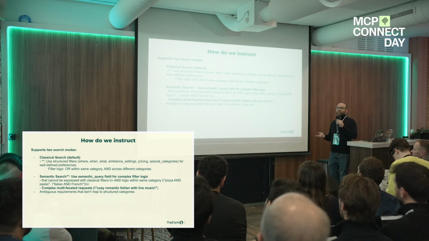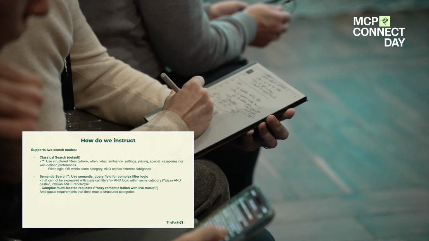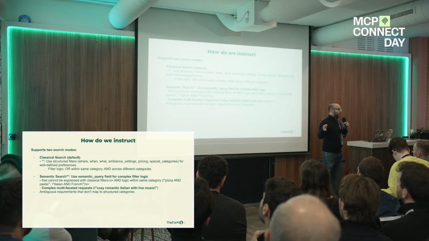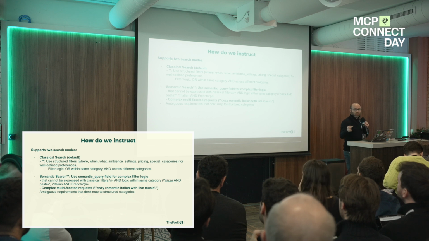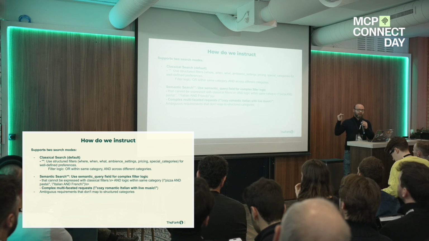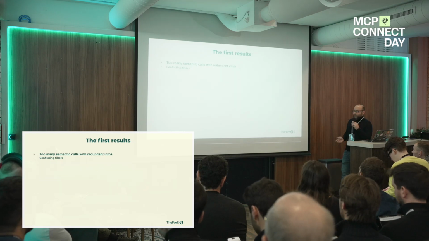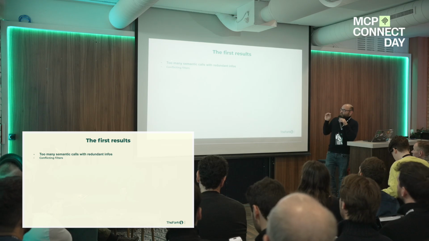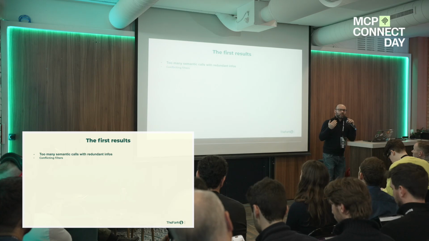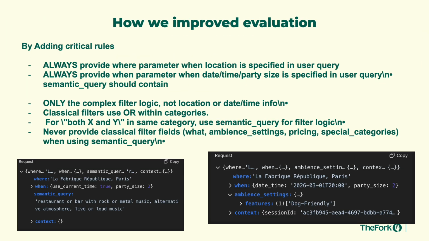At The Fork, the semantic approach is very cool because we have a big RAG stack done on all the reviews and all the pictures. We use a picture-to-text system, so we have a complete description of the picture, and we can use that in the semantic search. So the first result was very bad. In the end, with conflicting filters, the level of accuracy was not very good. And this is why we had to implement the critical rules.